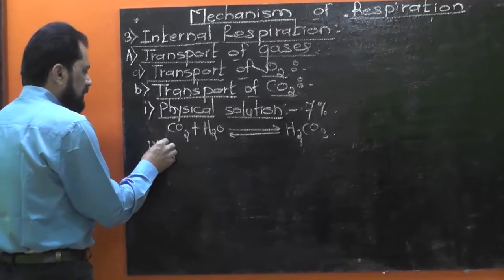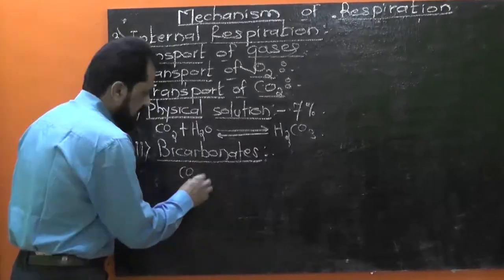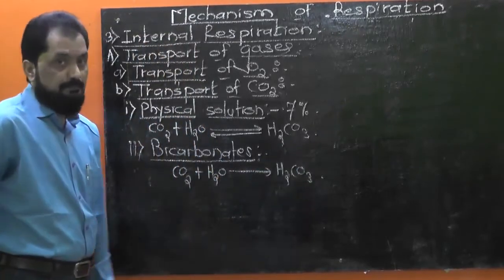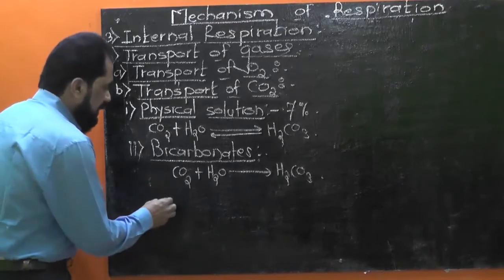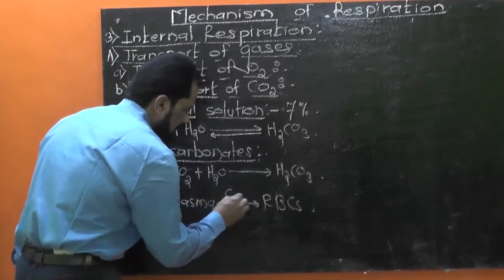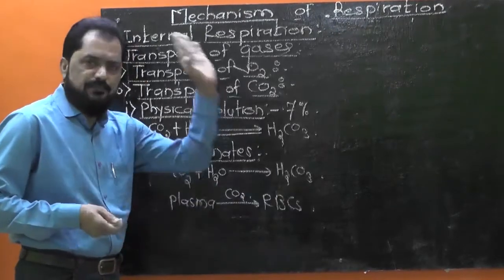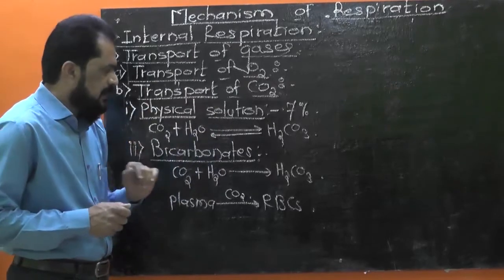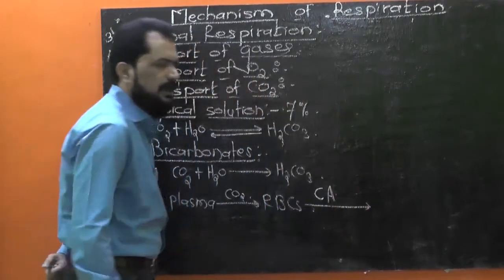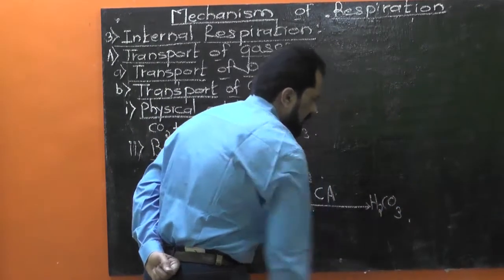Second form, that is in the form of bicarbonates. The carbon dioxide, just as I told you, reacts with water to form carbonic acid, but the carbon dioxide first of all enters from plasma into the RBC, red blood cells. Initially the carbon dioxide that has diffused into the plasma first diffuses into the RBC, you know RBC, that is red blood cells. And here in the RBC, in presence of the enzyme carbonic anhydrase, there is a formation of H2CO3, that is carbonic acid.